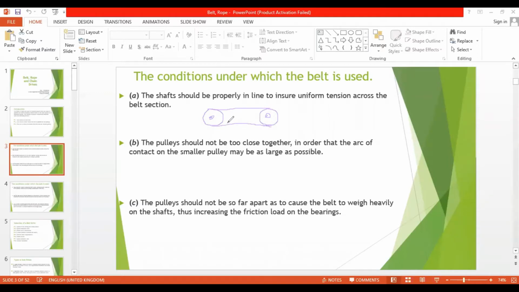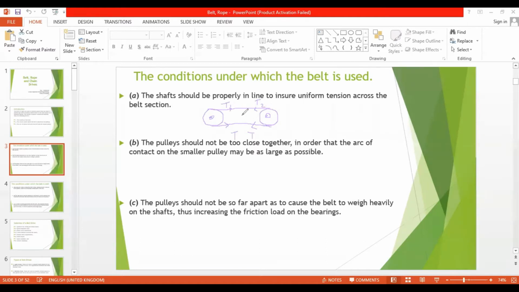So you know, if this is a belt, then it must have tension on the belt, right? Here also it may have some tension, but the upper part tension and lower part tension would be different. That's a different story. We'll go for that later, right? But it has some tension, right? To ensure the uniform tension across the belt section, it should be in line, right?